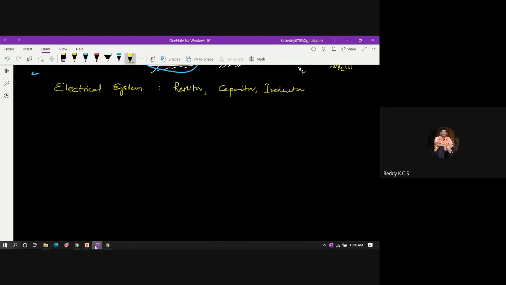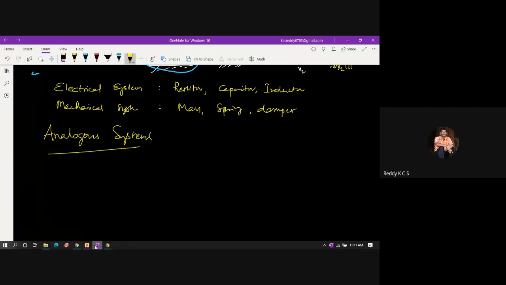Also in the last class we discussed the mechanical system, which has three elements: mass, spring, and damping. These are the three elements present in any mechanical system. Now we'll move to the analogous systems. Analogous systems are nothing but, between the electrical and mechanical system, there exists a fixed analogy.